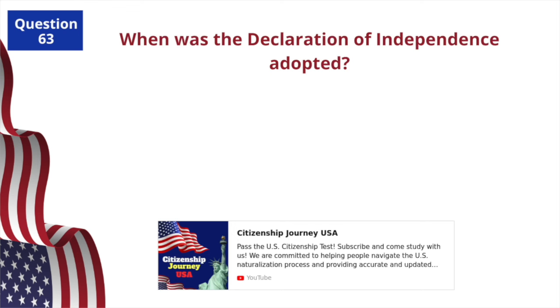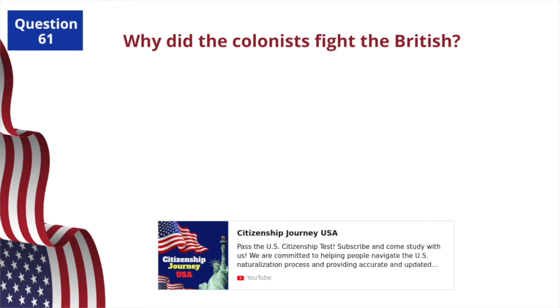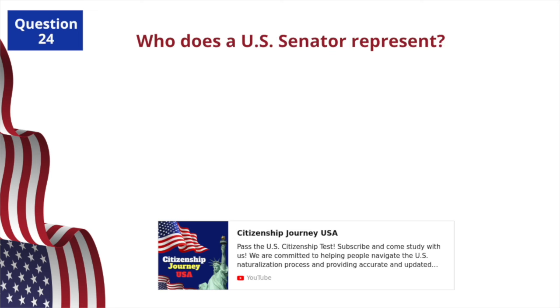When was the Declaration of Independence adopted? 4th, 1776. Why did the colonists fight the British? Because of high taxes. Who does a U.S. Senator represent? All people of the state.